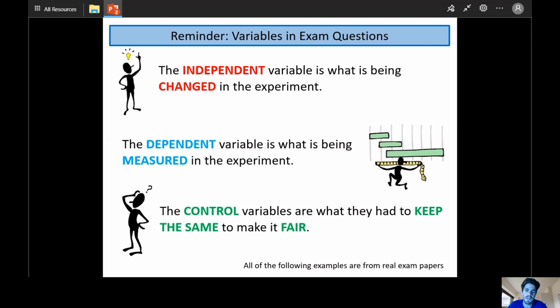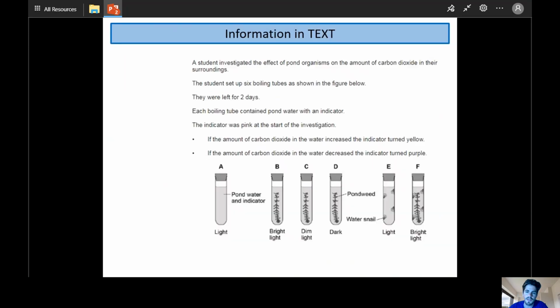The control variables need to be kept the same. Don't just say use the same thermometer. It needs to be something about the conditions that could otherwise obviously change the outcome of your practical. So those things need to be controlled. All right. So these are all examples from real exam papers.